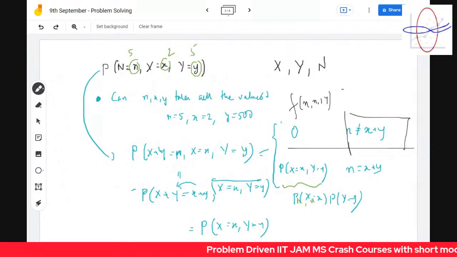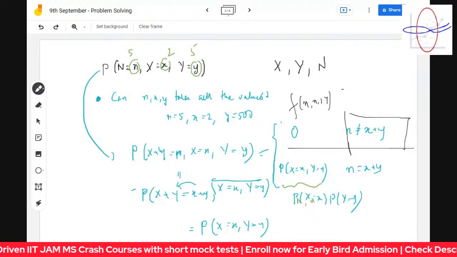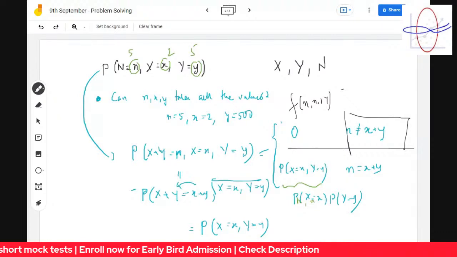Did you understand this, guys? All of you understood this? This is a very good question, but did you understand what I explained? If not, I will explain it again.